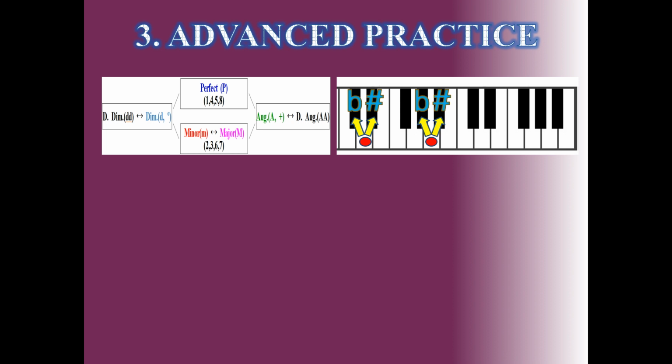If the higher note has a sharp, the interval will be increased, but if the lower note has a sharp, the interval will be decreased. If the higher note has a flat, the interval will be decreased, but if the lower note has a flat, the interval will be increased. Okay? Don't be confused.